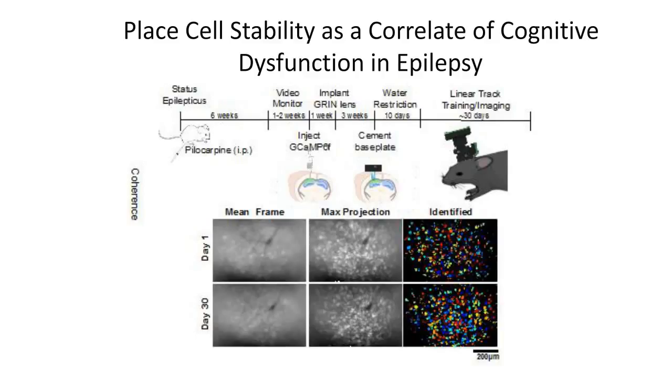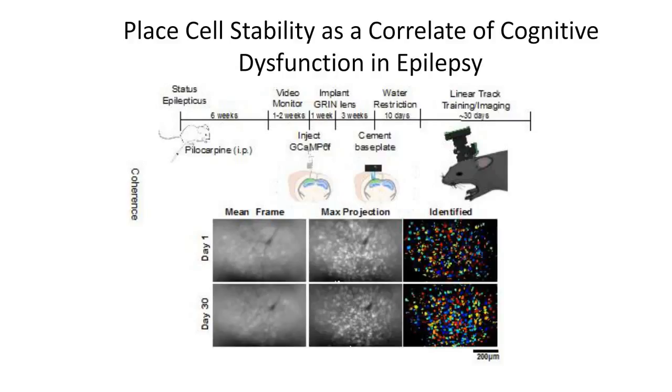So we created a model of epilepsy. This is the pilocarpine model where animals have a prolonged seizure. This 2-hour seizure is ended by an injection of diazepam. However, after this prolonged seizure, there's a great deal of plasticity and change in the hippocampus. There's cell death and sprouting, like I said. And eventually, this process leads to spontaneous seizures.